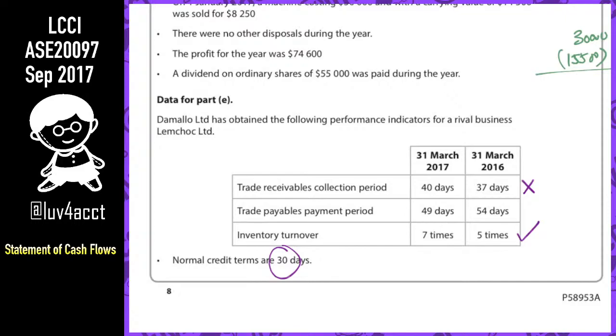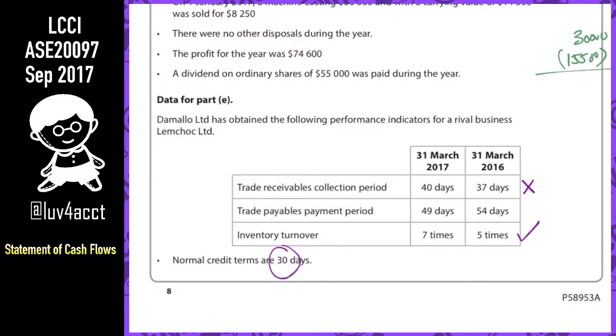Okay, so we have to analyze these 3 items one by one. Okay, the trade receivables collection period increased from 37 days to 40 days. Okay, that is worsened, because it takes longer for them to collect. Not to say that the normal credit terms are 30 days. Okay, so this would increase the risk of irrecoverable debt. Okay, also an indicator of poor credit control.